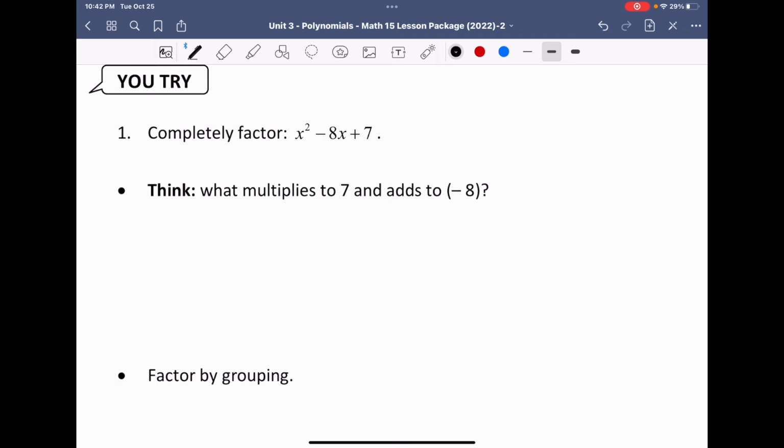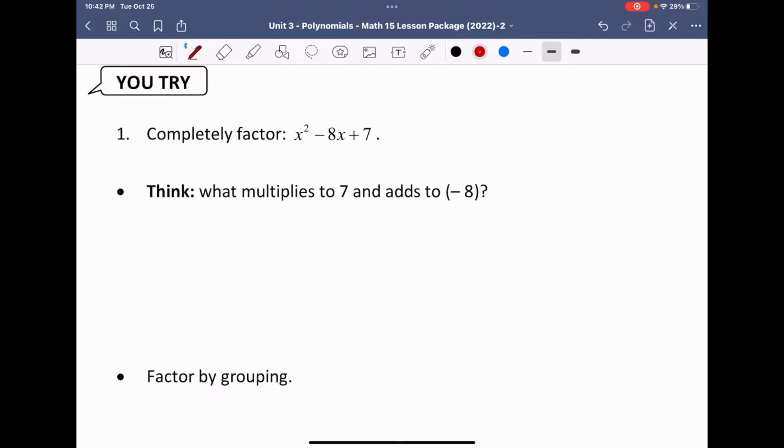All right, so let's try an example of our own here. If I want to completely factor the given trinomial, I need to first think what multiplies to make my outside term, but adds to make my middle term. A couple things that would multiply to make 7: we could do 7 times 1. We could also do negative 7 times negative 1. Both of these would give me a positive 7.